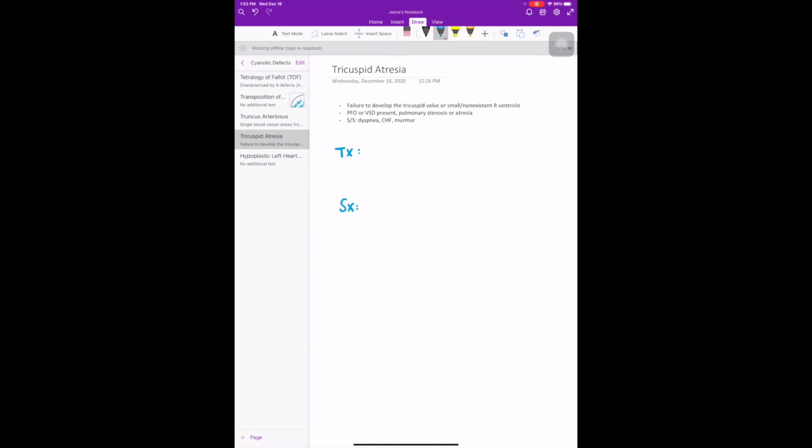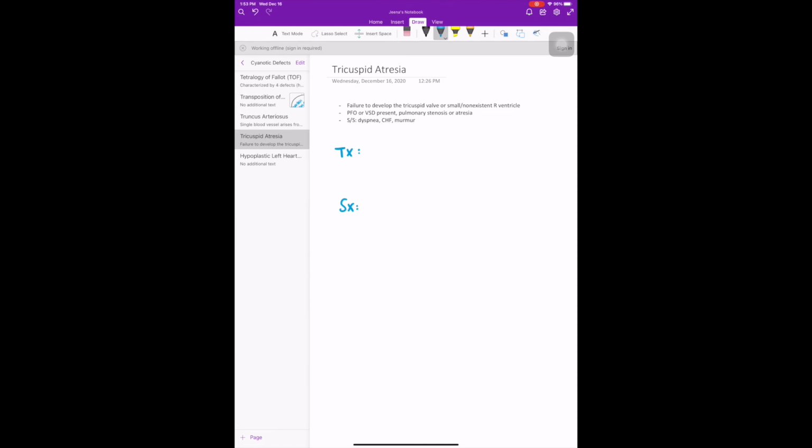Next up for our cyanotic cardiac defects is tricuspid atresia. So this is where you have failure to develop the tricuspid valve, or it's a small to non-existent right ventricle. With this, you'll notice a PFO or a VSD present. They may also have pulmonary stenosis or atresia. The signs and symptoms of this are dyspnea, CHF, and a murmur.